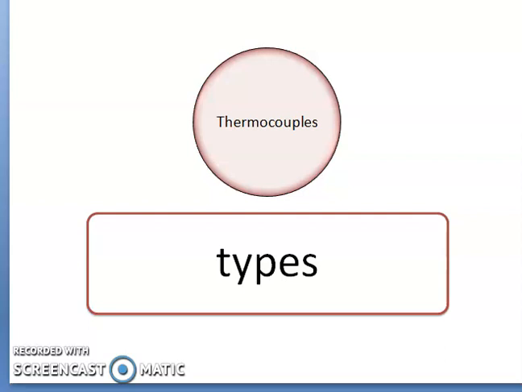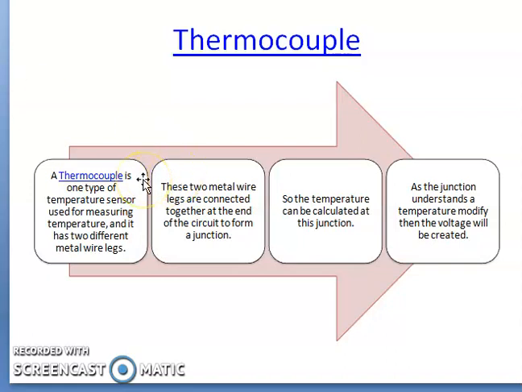Hello, in this video we are going to discuss the different classifications of thermocouple. A thermocouple is a type of temperature transducer. It is used for measuring temperature, and it has two different types of metal wire legs. These two metal wire legs are connected together and to the circuit to form a junction. So the temperature can be calculated at this junction. As the temperature at the junction is modified, a voltage will be created.